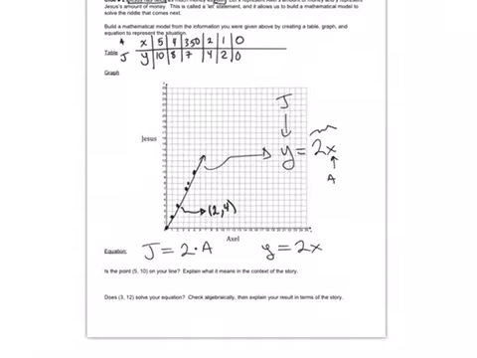And so these two questions, is the point 5, 10 on your line, and explain what it means in the context of the story, and does this pair of numbers solve the equation, check using the equation, and then explain in terms of the story. I will leave both of those to you. Next, we'll go to clue 3.